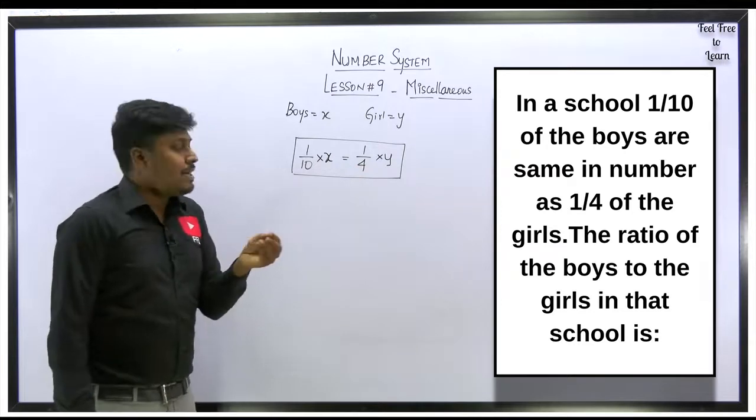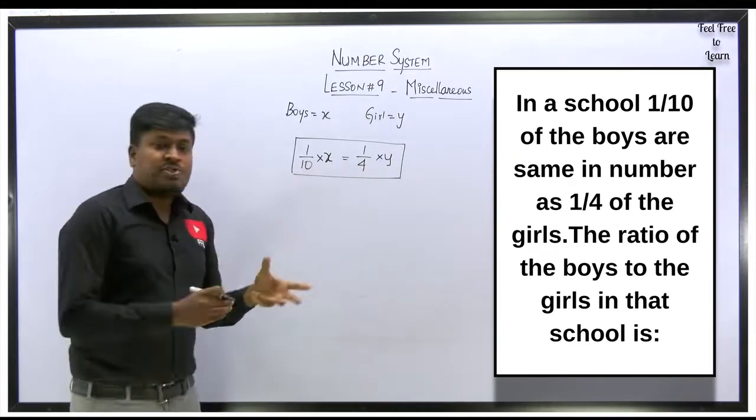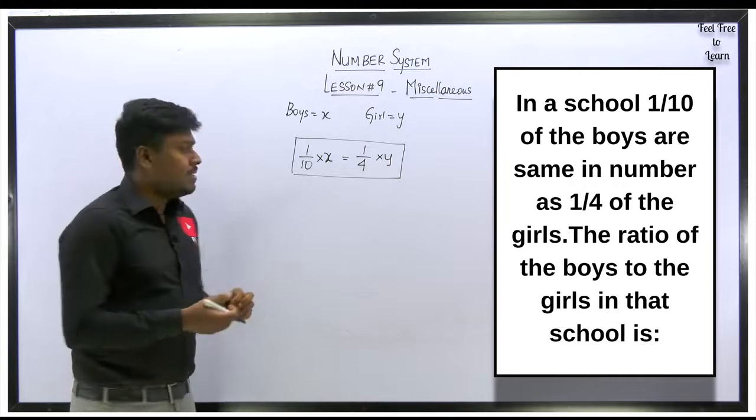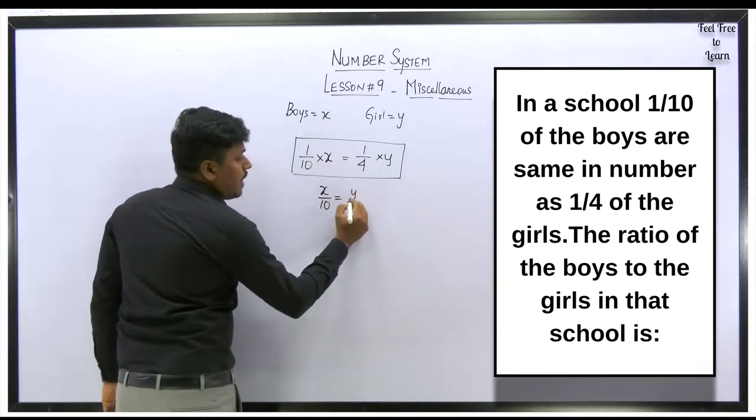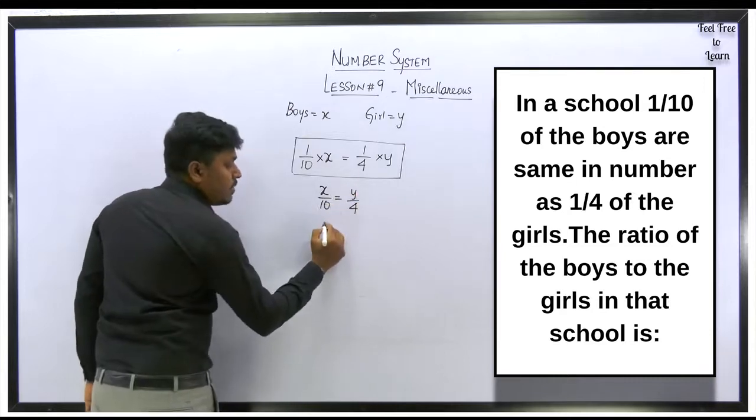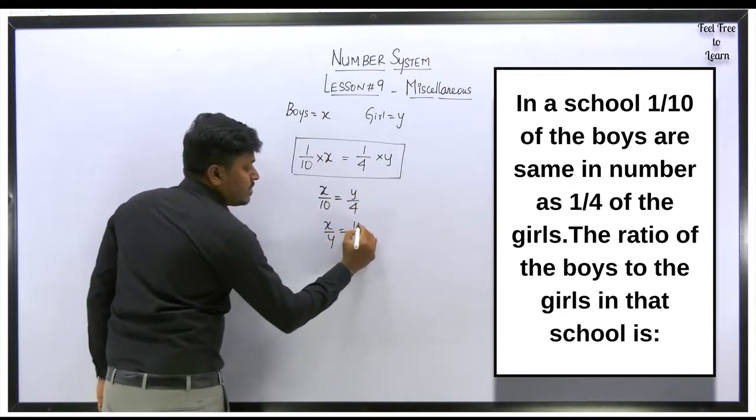So now what is the target? Our target is to find the ratio of boys and girls in the school. Now it is easy, right? We can calculate this as x by 10 equals y by 4. So bring y towards the denominator, so x by y equals 10 by 4.